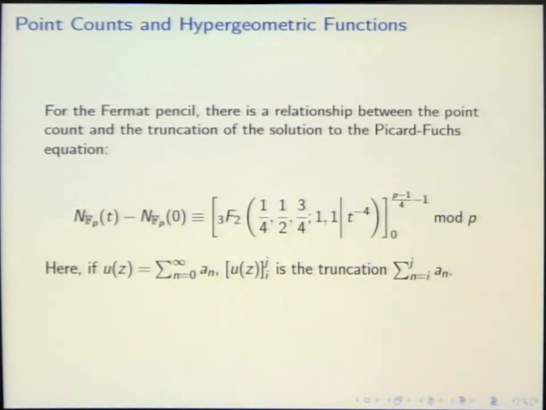The relationship between the point count and the Picard-Fuchs equation is that the point count mod p gives you exactly a truncation of that hypergeometric function that showed up from the Picard-Fuchs equation. A lot of things like this happen in general. This means truncation between 0 and (p minus 1) over 4 minus 1. So you don't get the full series, clearly, because you have mod p, but you do get that part of your hypergeometric function. And I think p has to be 1 mod 4 for this to happen also. So that is nice.